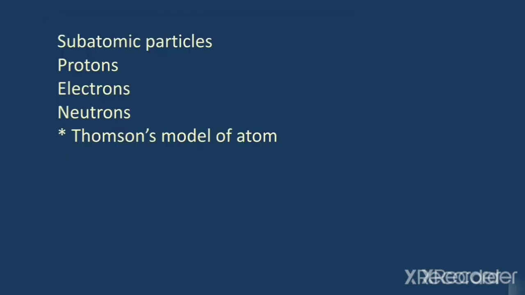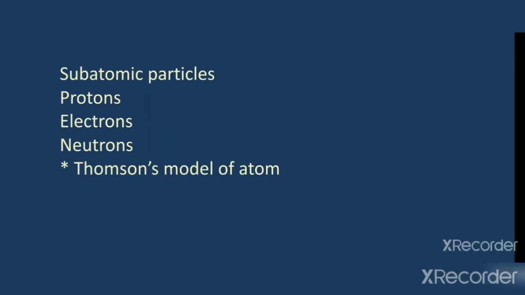In this module, we have studied that an atom is made up of subatomic particles known as protons, electrons, and neutrons. We have also studied Thomson's model of atom. Protons are positively charged, whereas electrons are negatively charged particles. Neutrons are neutral and they do not carry any charge.